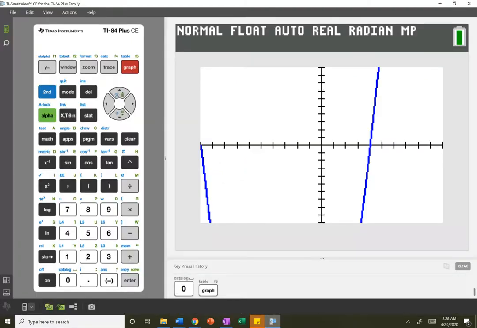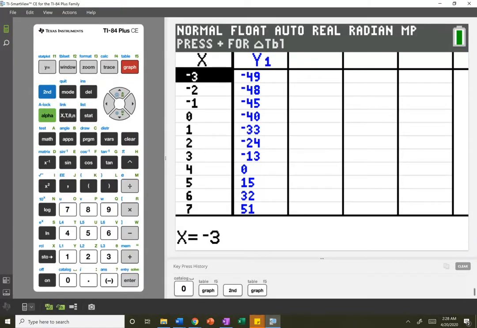And if I go to y equals here and look at my table, I should see that exact same thing. Remember, when we look at our table, we want matchy-matchy. We want people to match up. There we go.